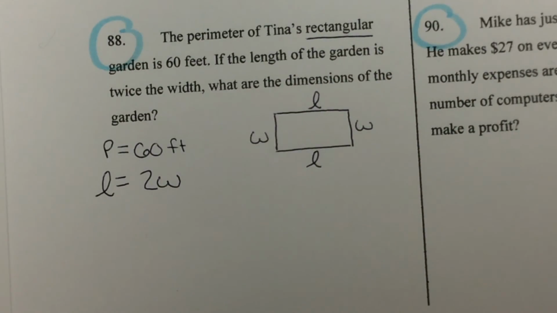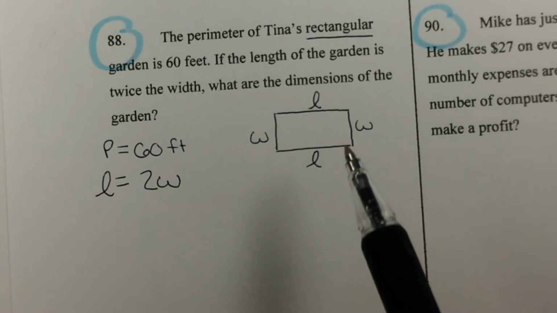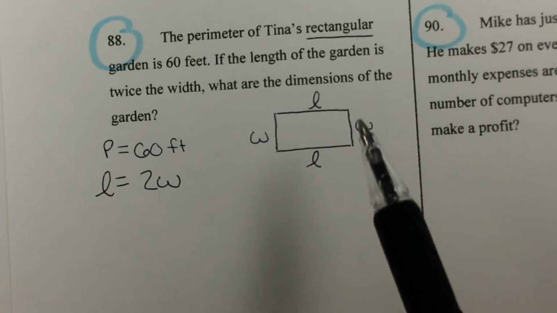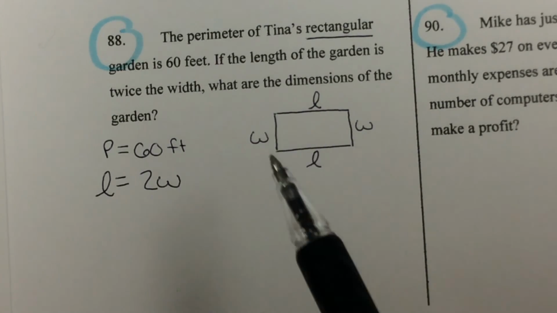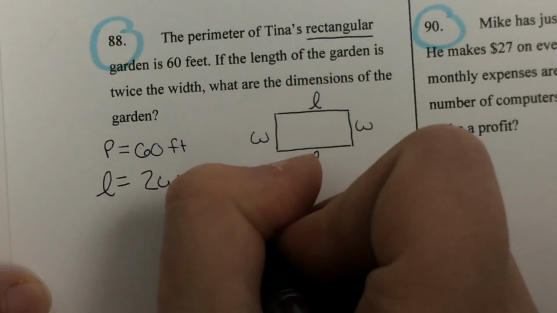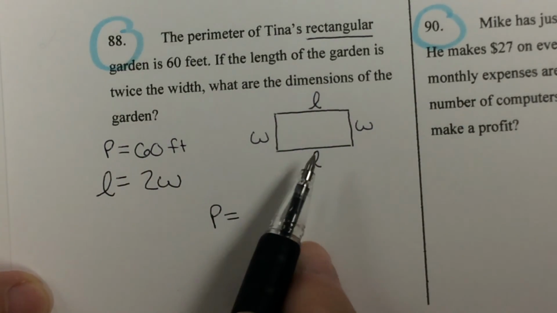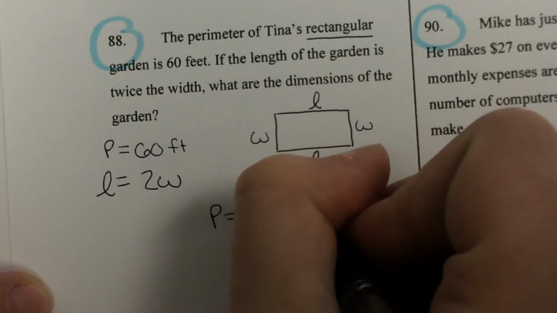Now we should know by now that perimeter means the length around this object, okay? So the length going all the way around Tina's garden. So what that means is we're going to have to add up each side. So for perimeter, we would have a formula of width plus length plus width plus length. We need to add up all the sides.